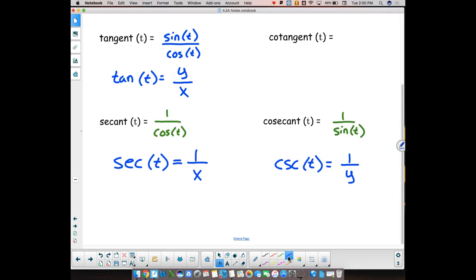Tangent is going to get paired with cotangent. So it's going to be 1 over the tangent of t, or cosine of t over the sine of t. Cotangent is COT, and so that's going to be x over y.